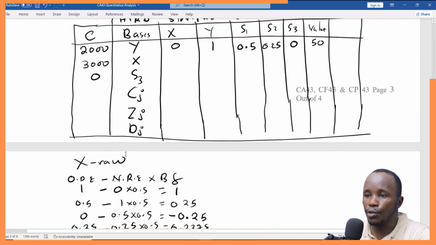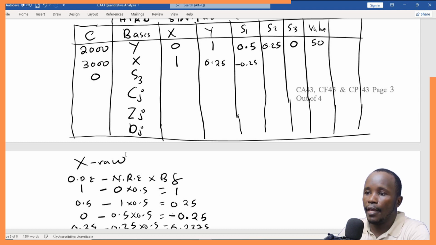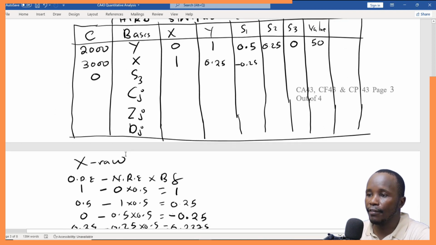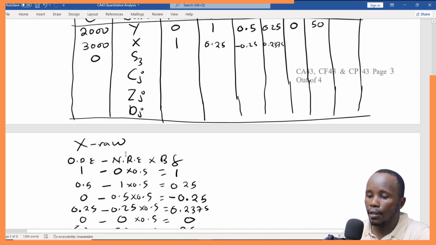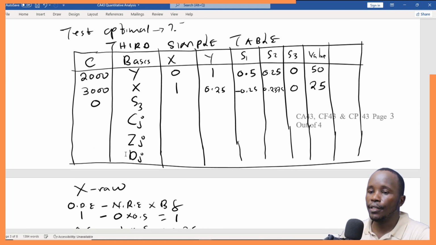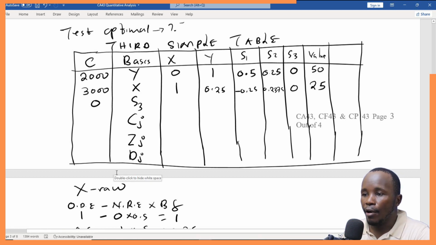Now, I can transfer this to my new simplex table. We shall have 1, then 0.25, then negative 0.25, then here we have 0.2375. This is 0.2375. S3, I have 0 and then 25. This is 0, then 25. Good. I'm now done with these two.